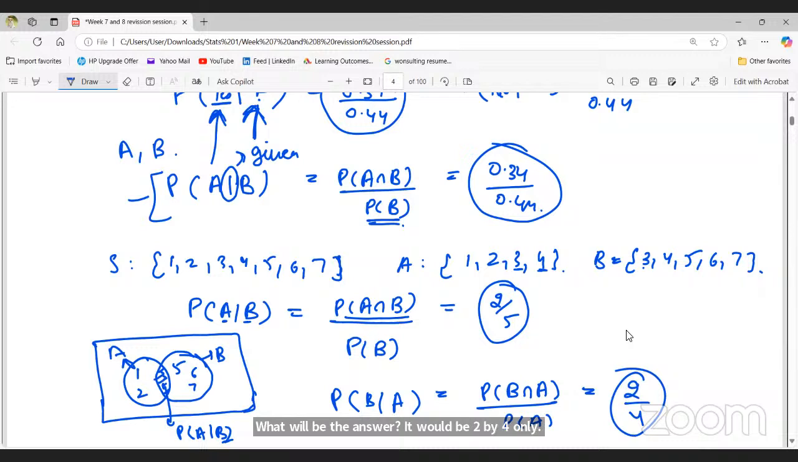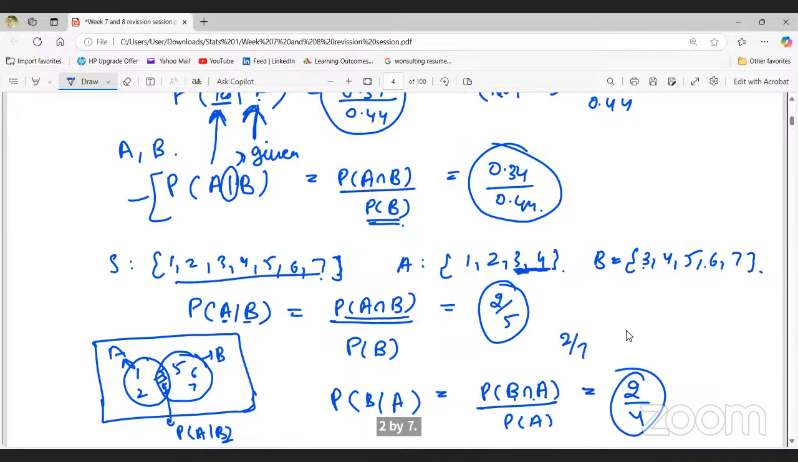Here you are taking the number of elements in the intersection and the number of elements, for finding the probability. B intersection A is what is common between them, which is two elements. So it would be 2 by 7 from the total sample space. The probability of A is 1, 2, 3, 4, these four elements, so 4 out of 7. So it would be 2 by 4 only.